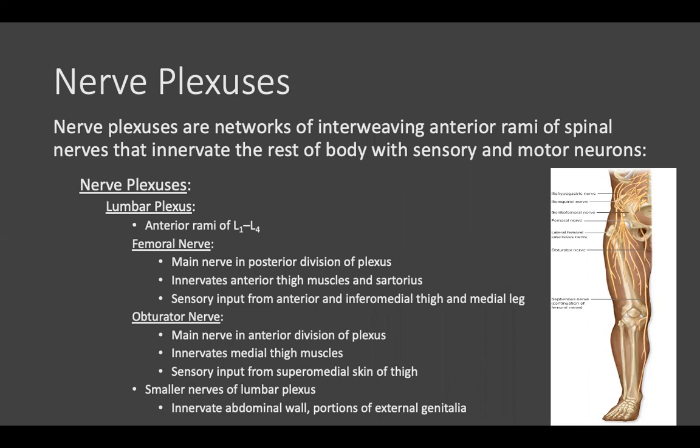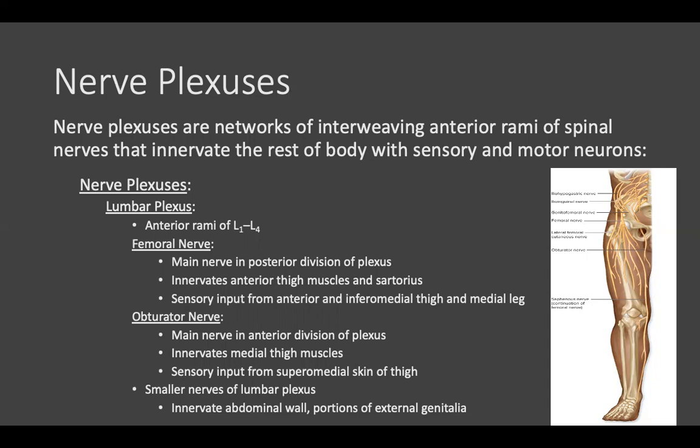So it gives rise to two major nerves. You have the femoral nerve, which gives rise to the majority of your muscles in the upper thigh, again, more so the posterior division. So things like your sartorius will be there. You're looking at your vastus lateralis, vastus medialis, and your rectus femoris.